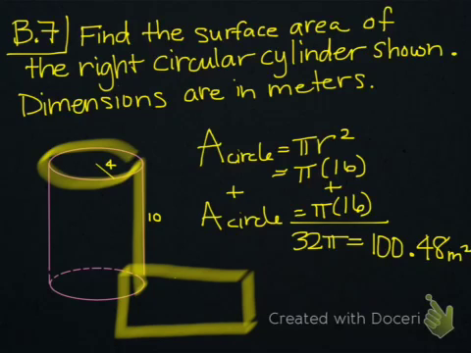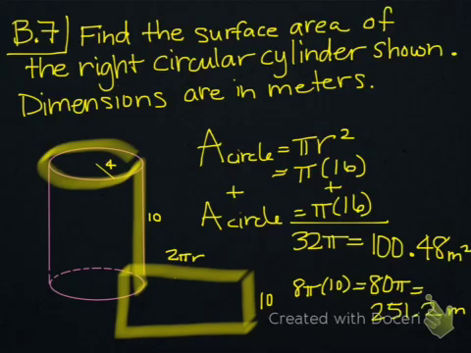But now we need to find the area of the sides. So if we took the side of the cylinder and cut a line straight down and then opened it up, it would make a rectangle. And the rectangle is going to be 10 meters by the circumference of the circle, which is 2 pi r. And again, r is 4, so that's going to be 8 pi times 10, which is 80 pi, or in other words, 251.2 square meters. So we just have to add those two figures together. We get 351.68 square meters.